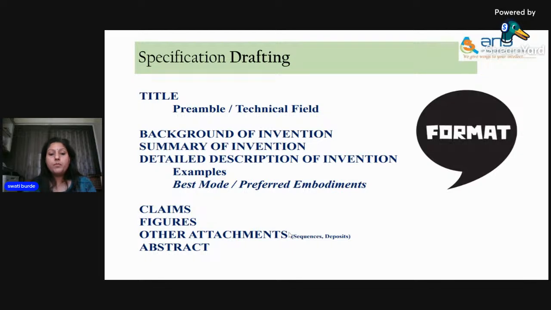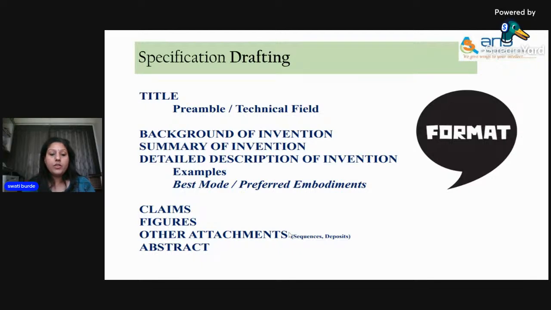So what are the best possible embodiments? See, the controller at the patent office will not give a grant for everything. Okay, so sometimes we have to narrow down our claims to get the grant. So this is all about the detailed description.